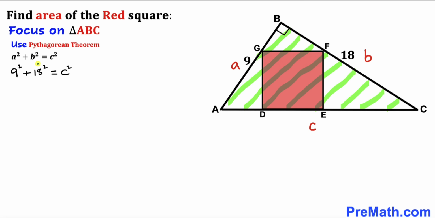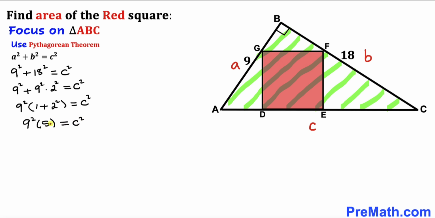Let me manipulate this 18 square. 18 square can be written as 9 times 2 whole square, which is the same as 9 square times 2 square. As you can see in this next step, 9 square is in common, so I can factor out 9 square, and we are left with 1 plus 2 square equals c square. Now 2 square is 4, and 4 plus 1 gives us 5. So this whole thing becomes 9 square times 5 equals c square.